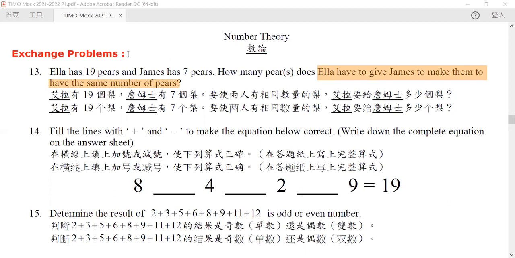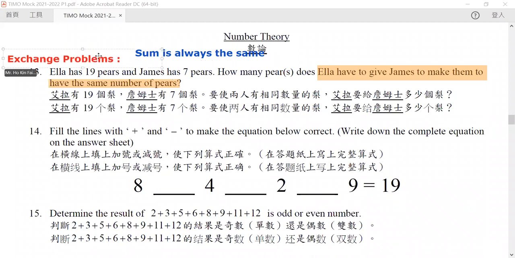Now, what do you mean by our exchange program? Exchange program means that within this question, all the objects, in this case the pears, are changing hands from one person to the other, but the total sum of all pears within this group is unchanged. The sum is always the same. Now, this is the most important characteristic of the exchange program.